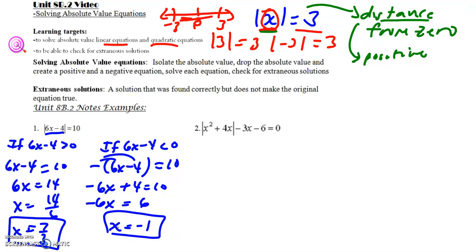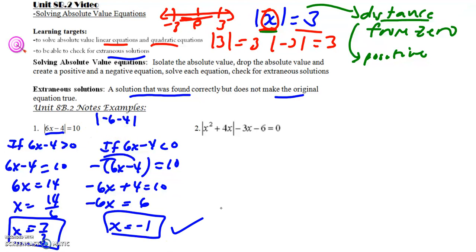But what's important about this video and many to come is we have a possibility for extraneous solutions, which means that you solved the equation completely correctly, but you do get answers that may not make the equation true. So we need to take the time to go back and check that. So let's start with negative 1. If I plug negative 1 back into the original, that would really be the absolute value of negative 6 minus 4. Does the absolute value of negative 6 minus 4, or the absolute value of negative 10, equal 10?